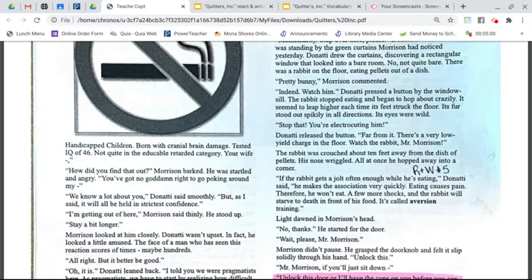If the rabbit gets a jolt often enough while he's eating, Donati said, he makes the association very quickly. Eating causes pain, therefore he won't eat. A few more shocks and the rabbit will starve to death in front of his food. It's called aversion training. Okay.